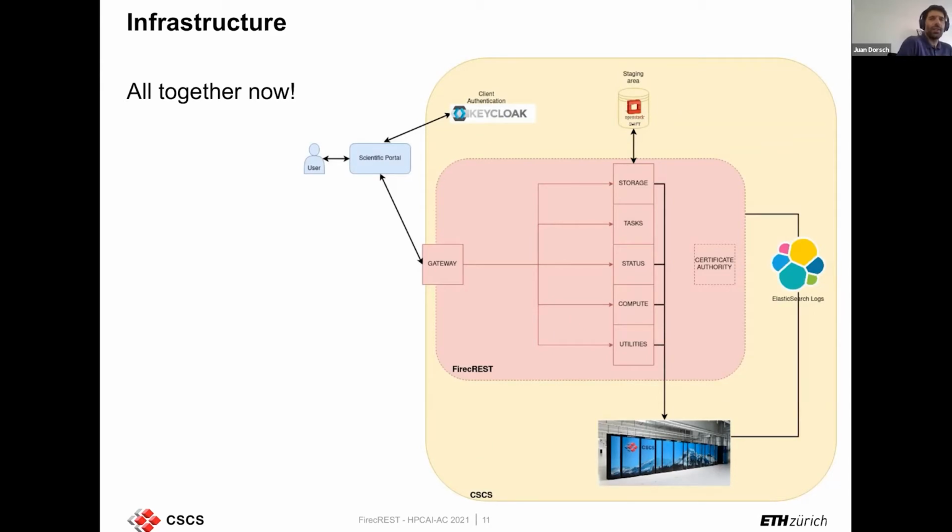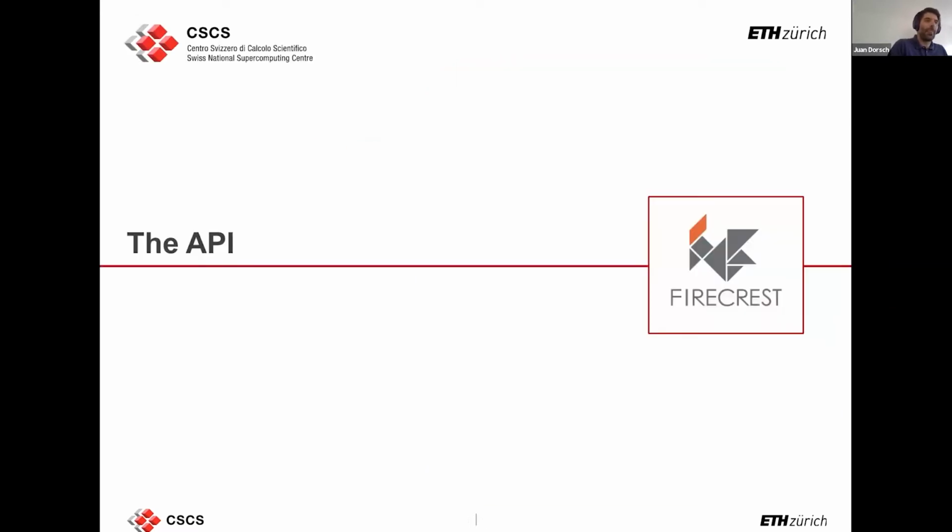As you can see also, something that you mentioned is that we log everything to our Elasticsearch log server, even the commands that are executed on Dane through FireREST. So we control everything. We can provide traceability for probably all the problems that we might have if something goes wrong in FireREST. So this is the infrastructure, and you might think, okay, let's go now to what FireREST actually does. So let's talk about the API.